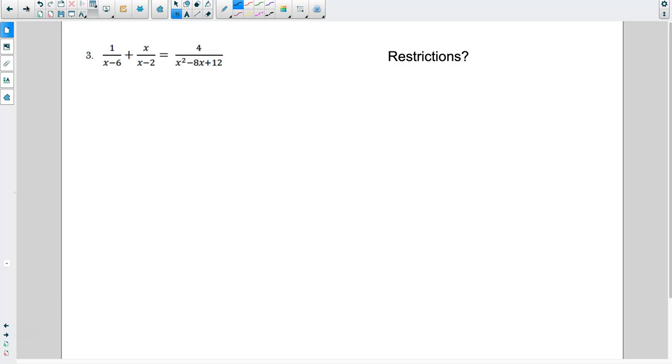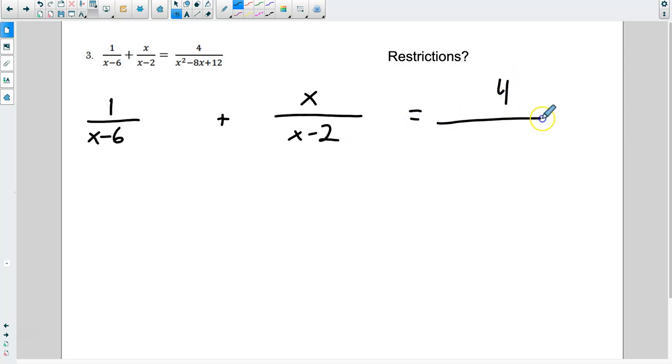Okay, next one. This is how we do it. We're going to do this one slightly different. It's the same thing, it just looks a little different. So first thing we do, we still are going to factor that thing. So I got 1 over x minus 6. Then I'm going to go plus, and then x over x minus 2. And then I got an equals. Notice I'm giving myself a lot of space. Give yourself a lot of space as well. 4 over, what's that factor to?